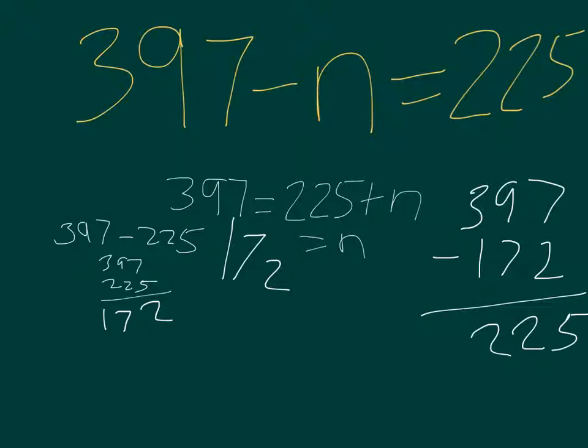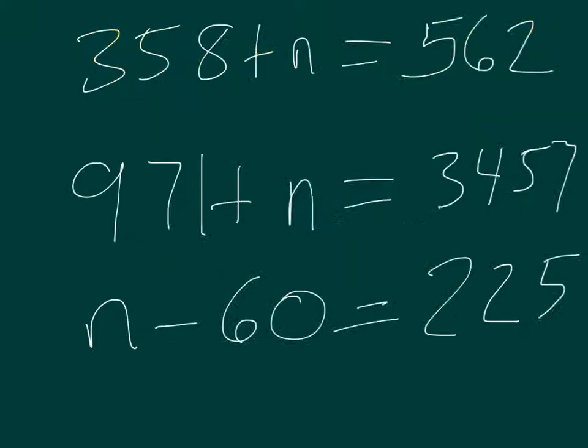This is how we use inverse operations for addition and subtraction. So give yourself a few. You can put any numbers there. I'll put some on the next slide and you can practice these 3. On a separate piece of paper, try out these 3 questions. 358 plus n equals 562.